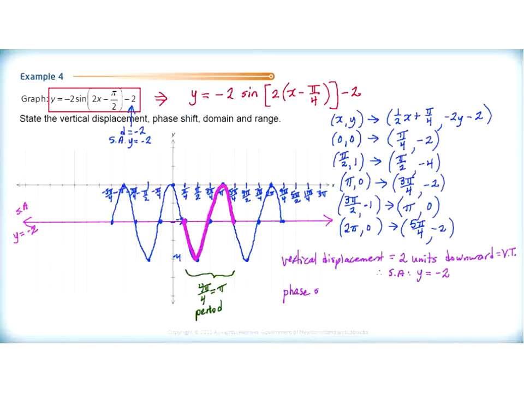The phase shift is the same as the horizontal translation, and that's equal to pi over 4 units to the right. We are also asked for the domain and the range of this function. The domain is all values of x belonging to the set of real numbers. And for the range of this function, the minimum value occurs at -4. So we have -4 is less than or equal to y, which is less than or equal to 0, because 0 is the maximum value of this function. And the values of y belong to the set of real numbers.